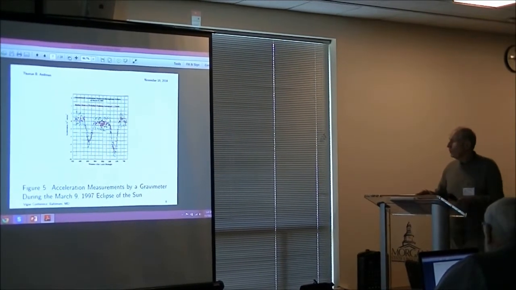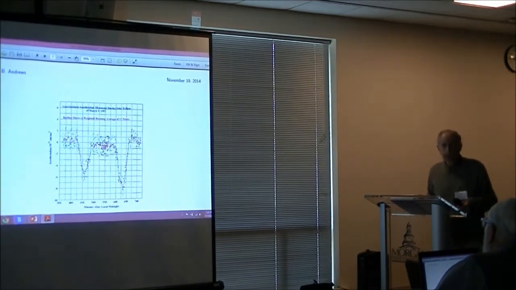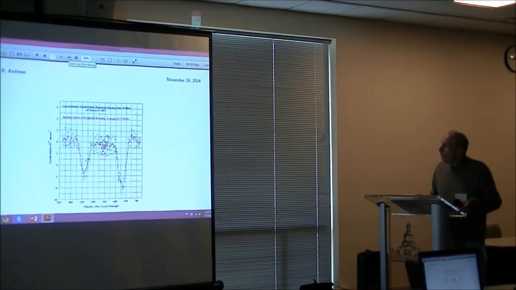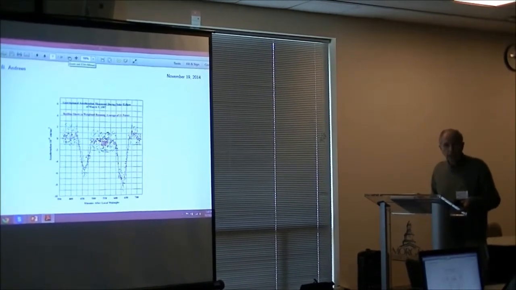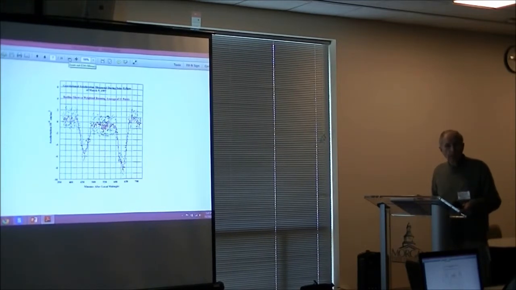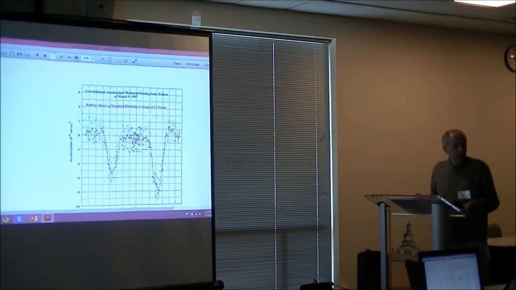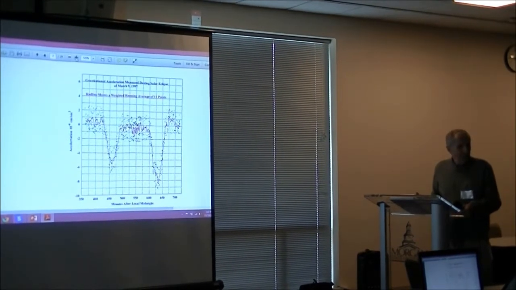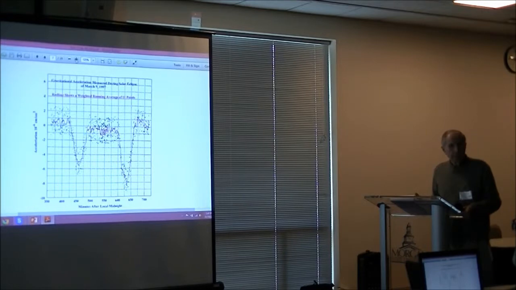Here I'm showing a proof that gravitational shielding occurs. This is a plot of gravitational acceleration during an eclipse which happened in 1997 in China. It was a group of geologists who discovered that their laboratory was right in the path of the eclipse, the totality. So they decided to measure the acceleration on the Earth as the eclipse occurred.